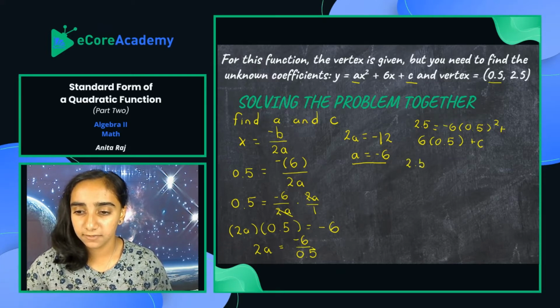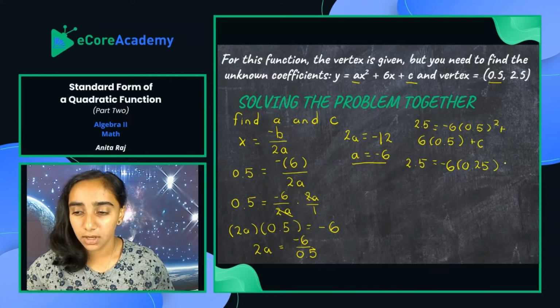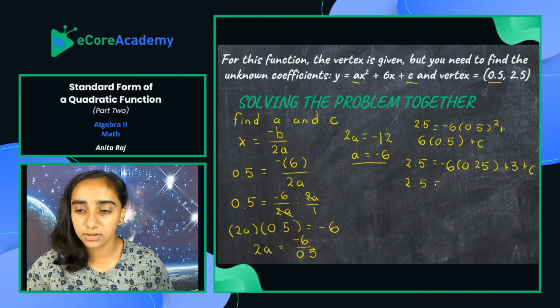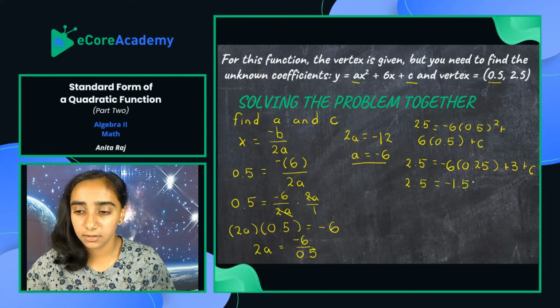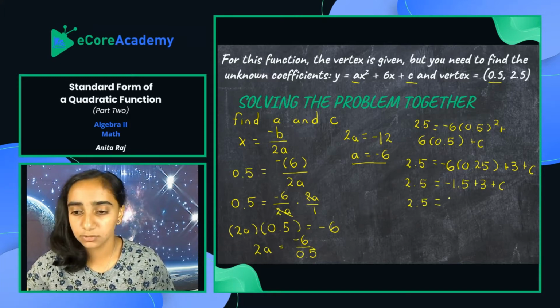So 2.5 equals, well, 0.5 squared is just 0.25, plus 6 times 0.5 is 3, plus c, and then continue simplifying. 2.5 equals negative 6 times 0.25, which is negative 1.5, plus 3 plus c, and we continue to simplify. 2.5 equals negative 1.5 plus 3, which is positive 1.5, plus c. If we subtract 1.5 from both sides to get c by itself, we find that c is equal to 1. So we also found c.